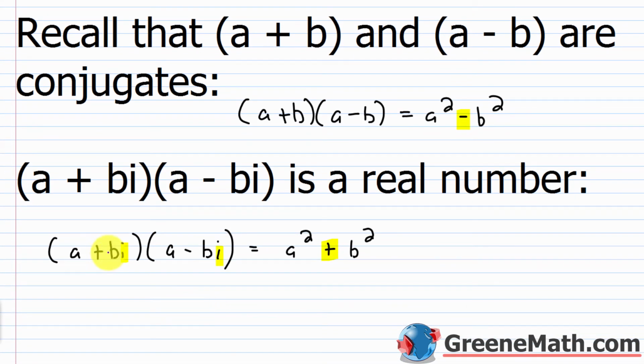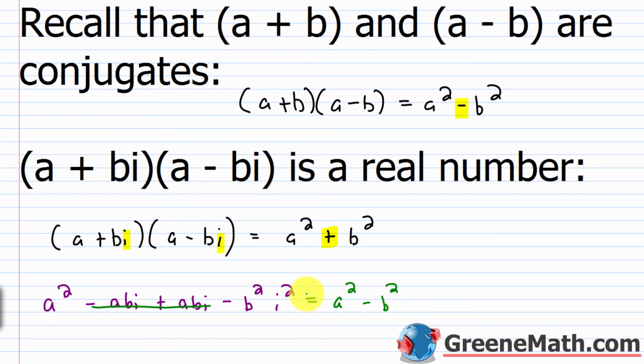So if we went through and did this, a times a is a squared. The outer, a times negative bi, is minus abi. The inner, bi times a, is positive abi. And the last, bi times negative bi, is minus b squared i squared. Now, we know already that this would cancel. So what do we have? We have a squared minus b squared. i squared is negative 1, so times negative 1. All that's going to do is change the sign. If you have a negative times a negative, you end up with a positive. So this gives me a squared plus b squared. Okay, so that's where the difference in the sign comes in.